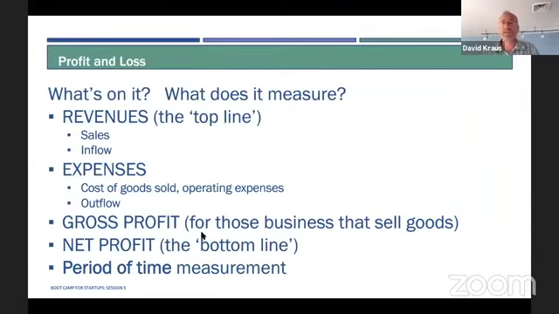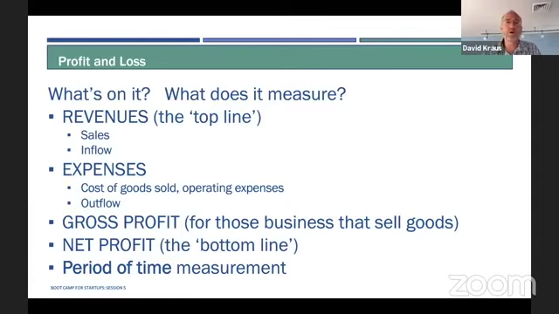So let's first talk about the P&L, the profit and loss. What does it measure? Well, revenues and expenses are the big items. You'll hear terminology like the top line. When somebody says that, they mean your revenue, the top line on the profit and loss, the sales income, and that's an inflow into your business. That's the way I think about it. It's an inflow into your business, because expenses, that's your outflow, and that's listed right beneath the revenues on the P&L.